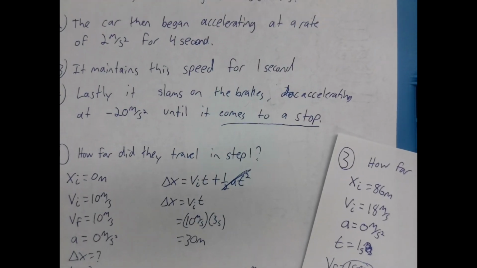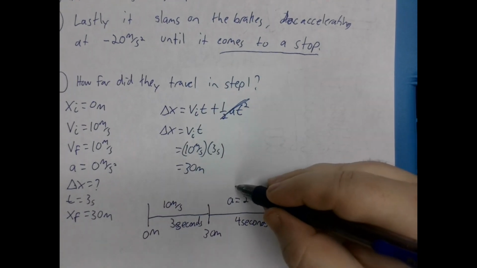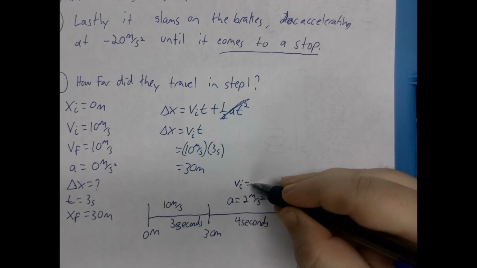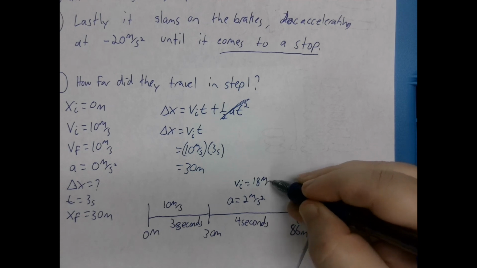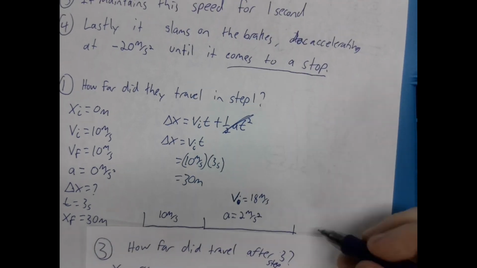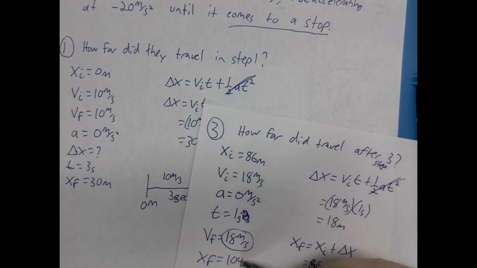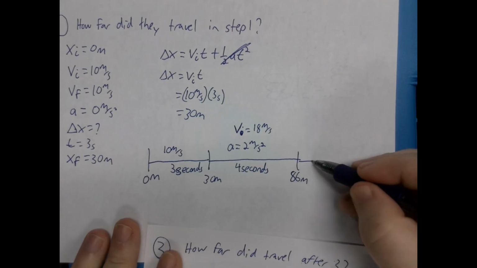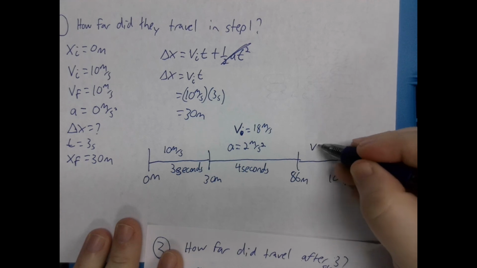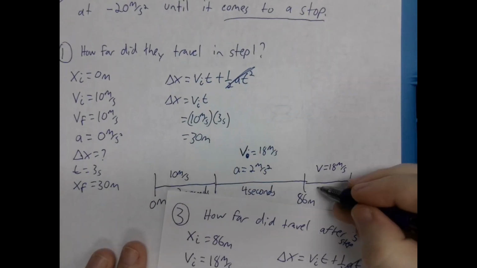Number 3, it maintains the speed for 1 second. So it reached a speed of 18 meters per second. Between 86 and 104 meters, it maintained a speed of 18 meters per second for 1 second.